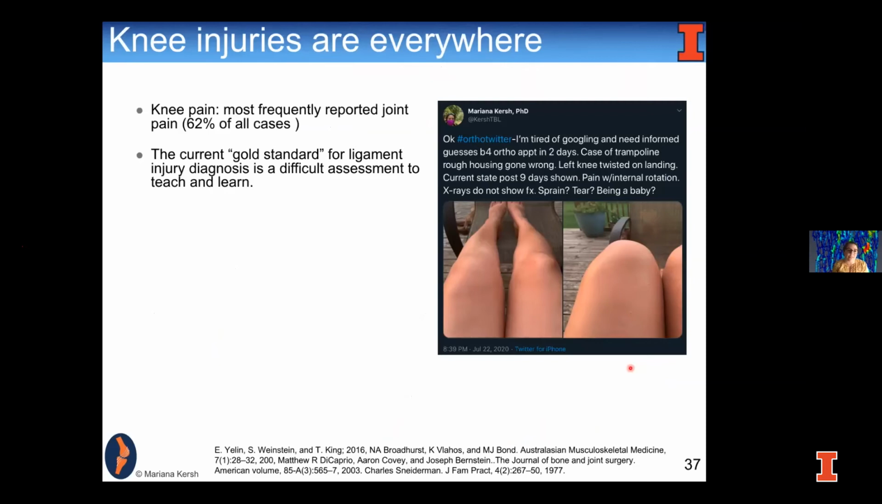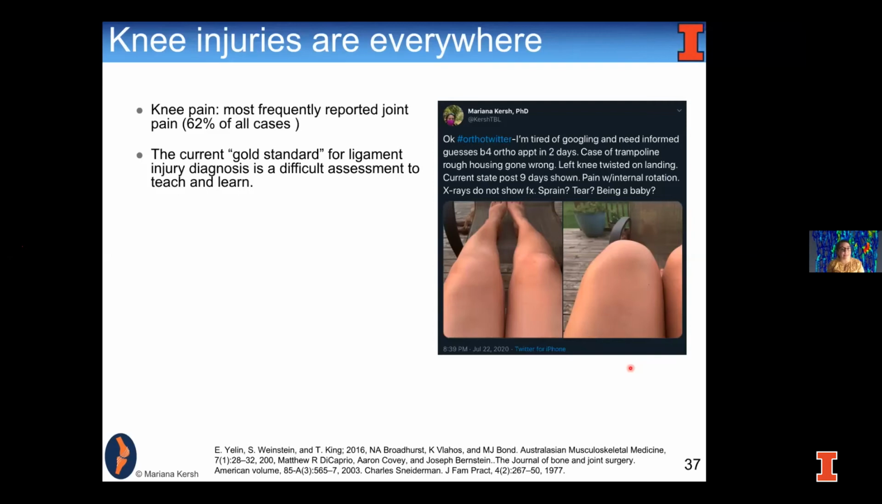And the fact is, knee injuries are everywhere. And so here's my pity Twitter post where I think it's on July 22nd, I was jumping on a trampoline with my daughter, and my knee just kind of buckled out from under me. And it turns out I, in fact, now have an ACL tear. And knee pain is among the most frequently reported joint pains.